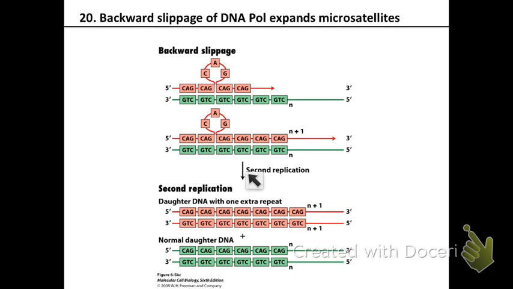Now, when this DNA goes through a second set of replication, each of these strands is going to be replicated, and you're going to have two daughter DNAs. One is going to have one extra repeat, and the other one is going to have the original number of repeats to begin with. So this is one way the number of repeats in the genome can expand.